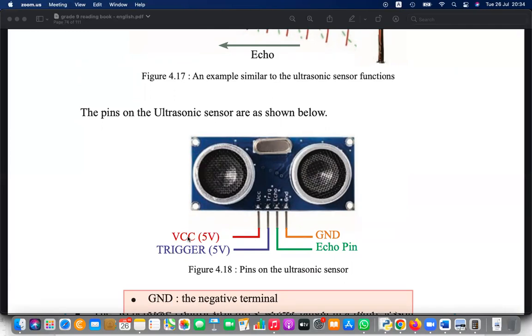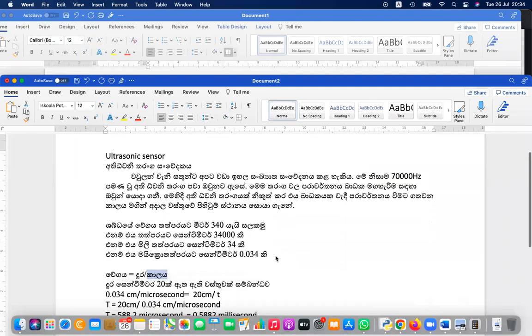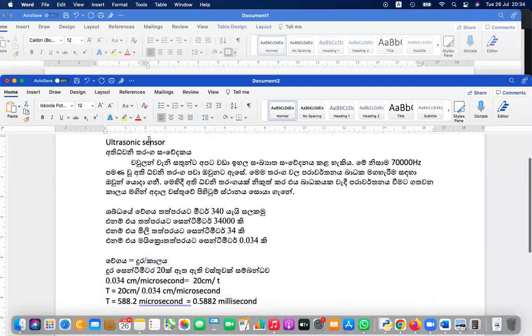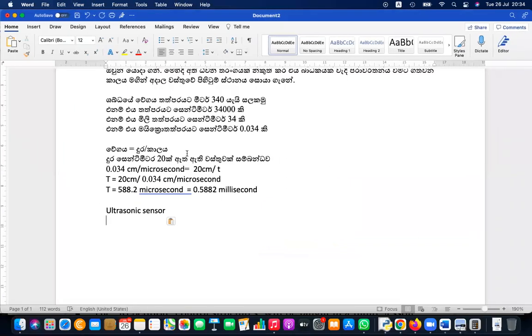Okay, so let's analyze this and let's see the calculation. Before that, please write down today's topic, that is ultrasonic sensor. Under that, please write down.